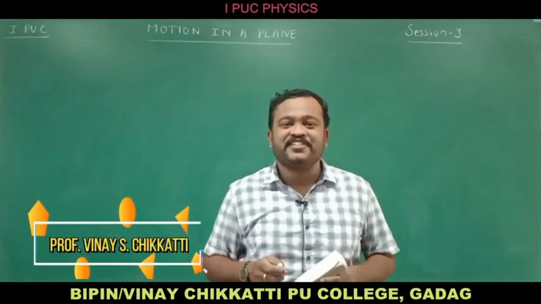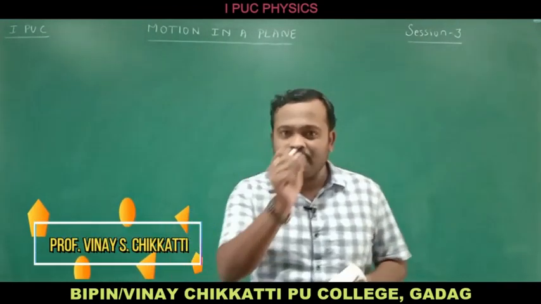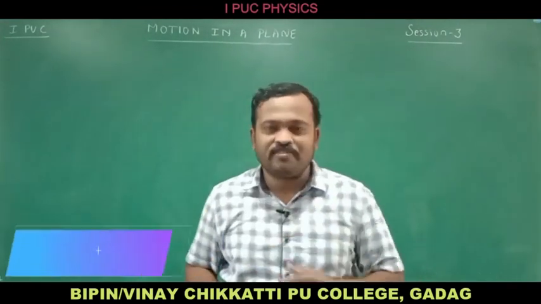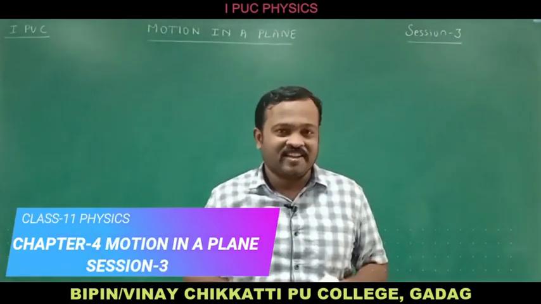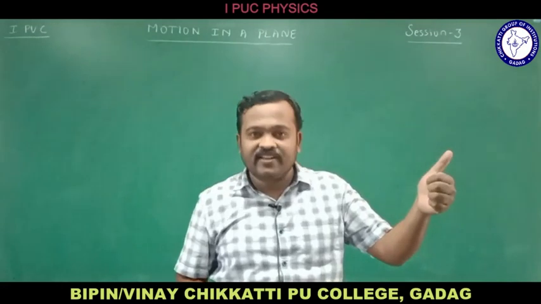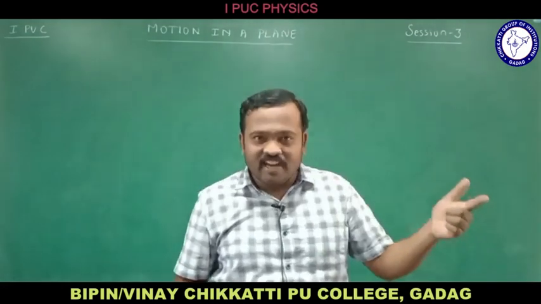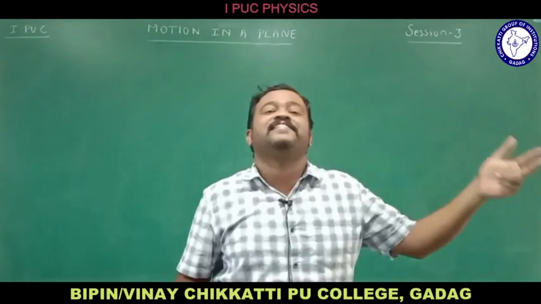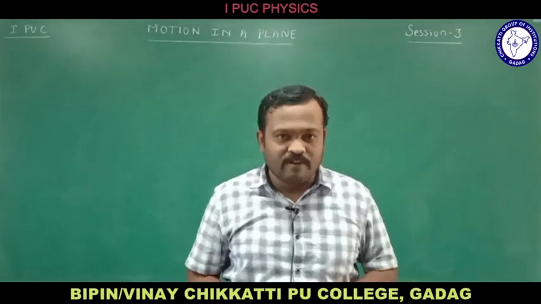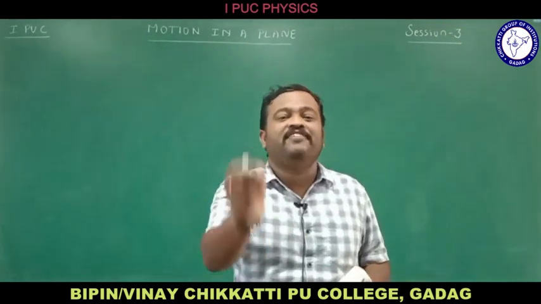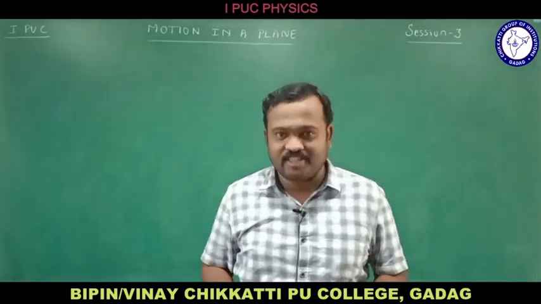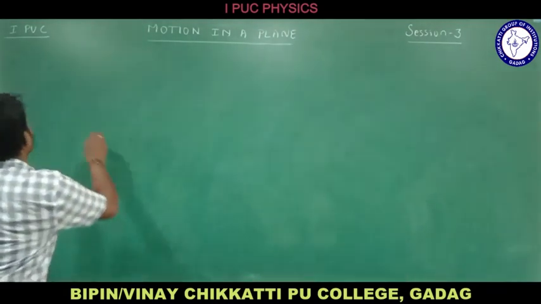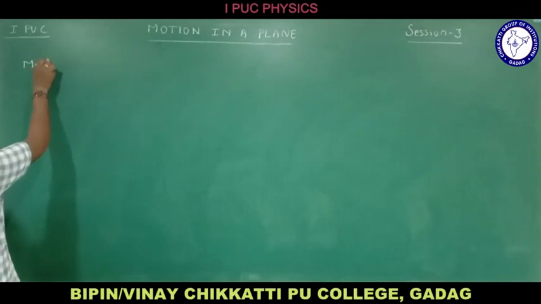Welcome you all to session 3 of the chapter Motion in a Plane. In the last session, we were discussing mathematical operations on vectors. We have learnt how to add vectors, how to subtract a vector, and how to multiply a vector with a scalar. Today's session will be how to multiply a vector with a vector, that is, multiplication of vectors.